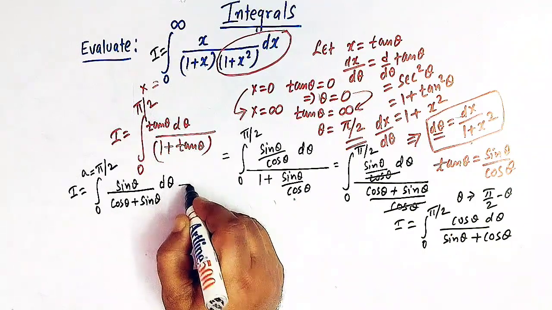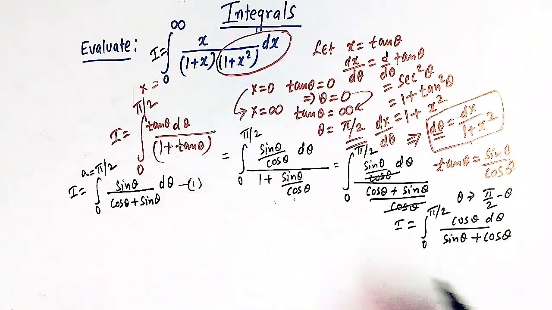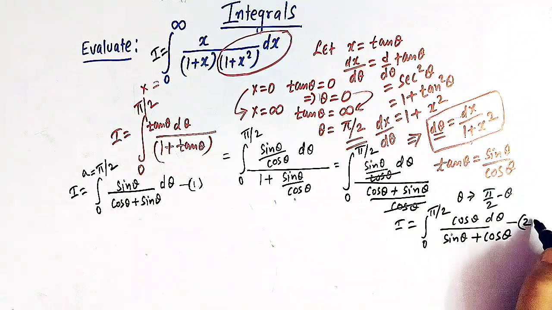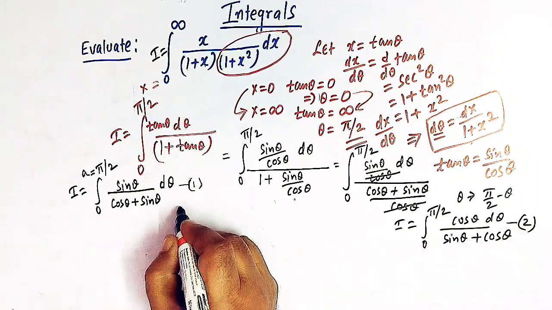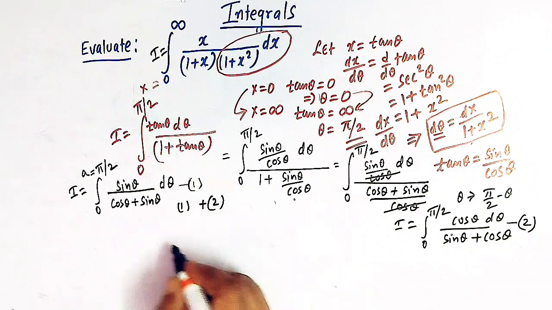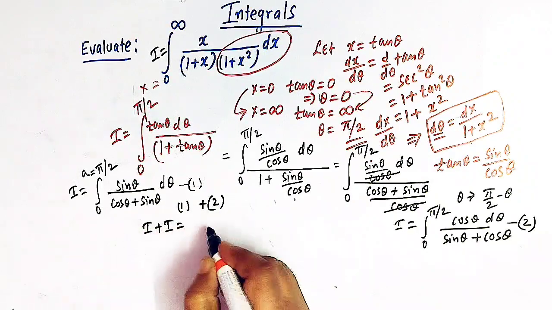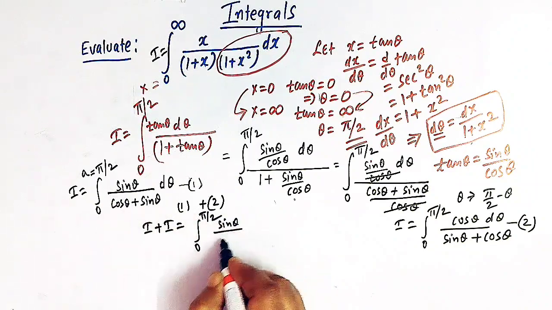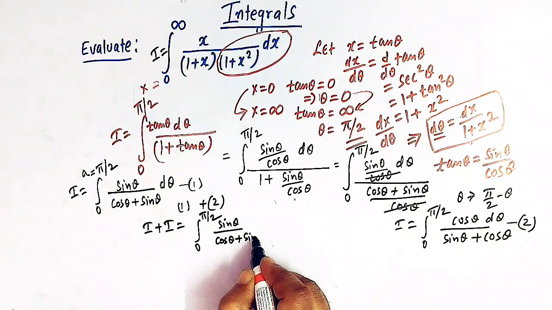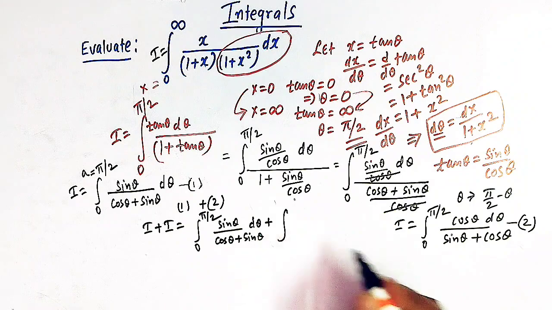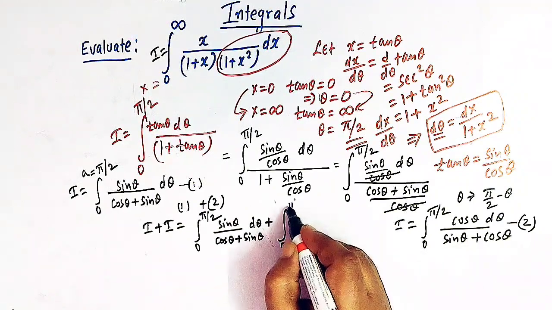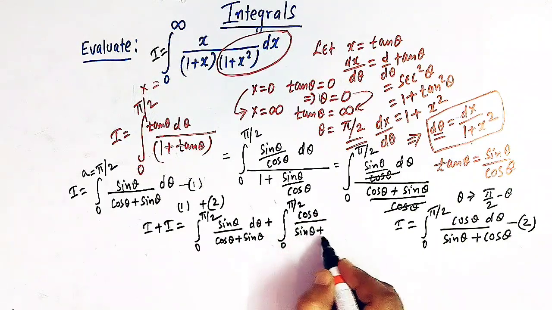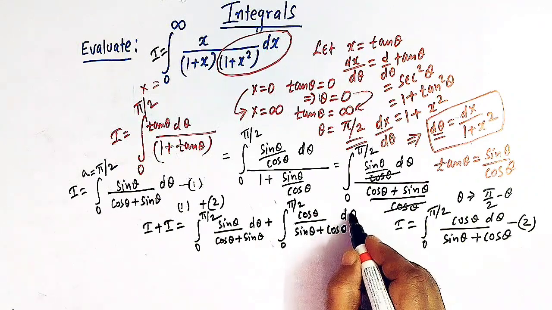So now we started with this integral, so let us take it as integral number 1, and by applying the property we got this integral, right? This is integral number 2. So now if we add these two integrals, then we have I plus I, then we have 0 to pi by 2. The first integral is sine over cos, this is sine theta. Then this integral is 0 to pi by 2. Then we have cos theta, and here we have sine theta plus cos theta and d theta, right?